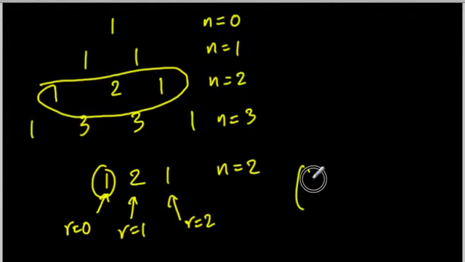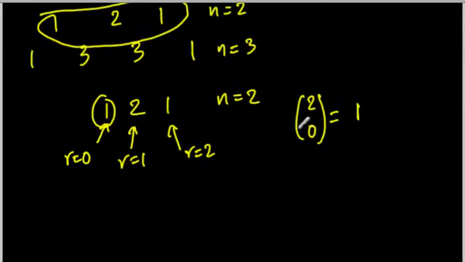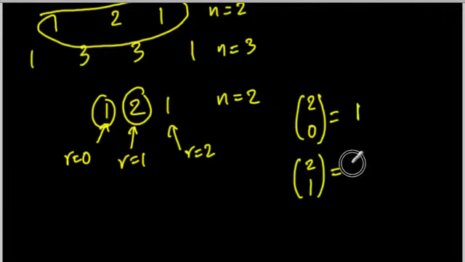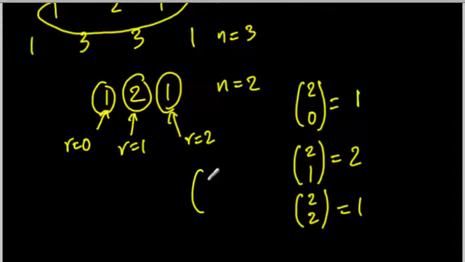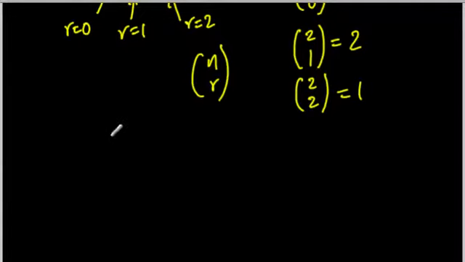If you look up 2 choose 0 and punch this into your calculator, you will see that this is equal to 1. Let's try another one. For this second one, we know that n is equal to 2 and r is equal to 1. If you do 2 choose 1 and plug that in, you will get 2. If you do 2 choose 2, which is this final term over here, because n equals 2 and r equals 2, this is equal to 1. So remember, this is n choose r.